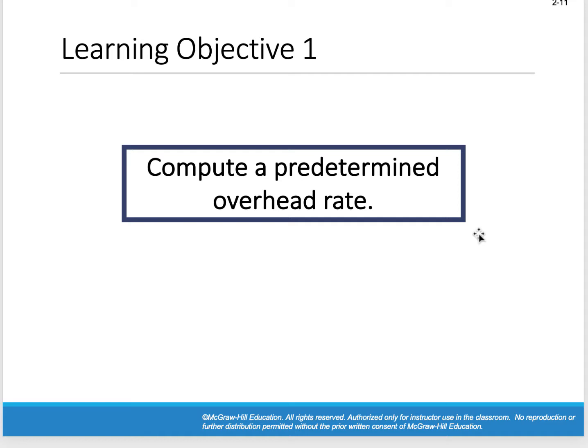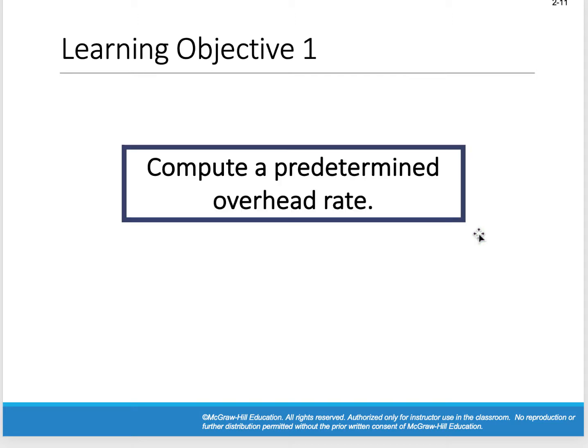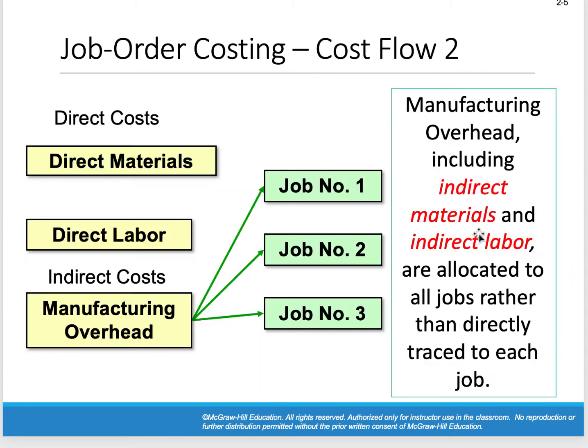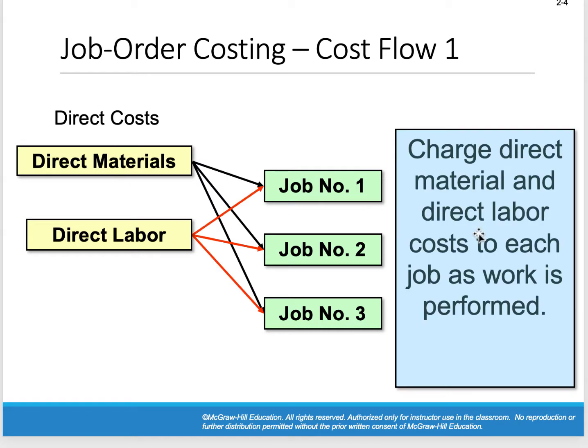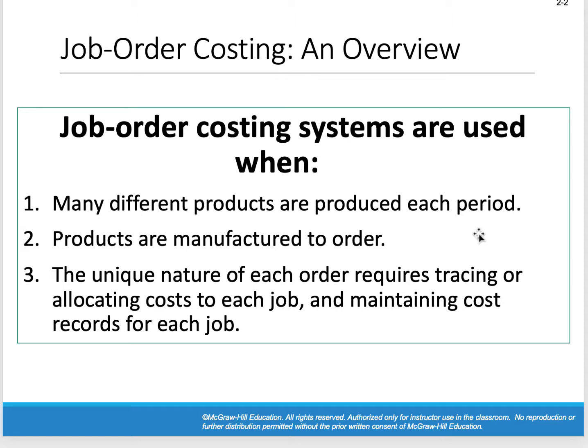Notice we did not get into predetermined overhead, or even look at manufacturing overhead yet. That's our first objective in the chapter, to compute the predetermined overhead rate. This predetermined overhead rate allows us to apply manufacturing overhead to the jobs. Before we move on to that, I just want to quickly review job order costing and what it looks like and why we use it, or when we use it rather.